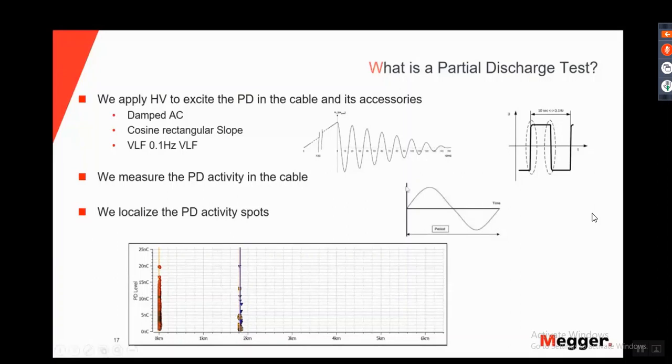Okay, so this is the idea of the partial discharge. Not only measure the PD activity, the level of the PD activity, we also want to localize the PD activity spots.